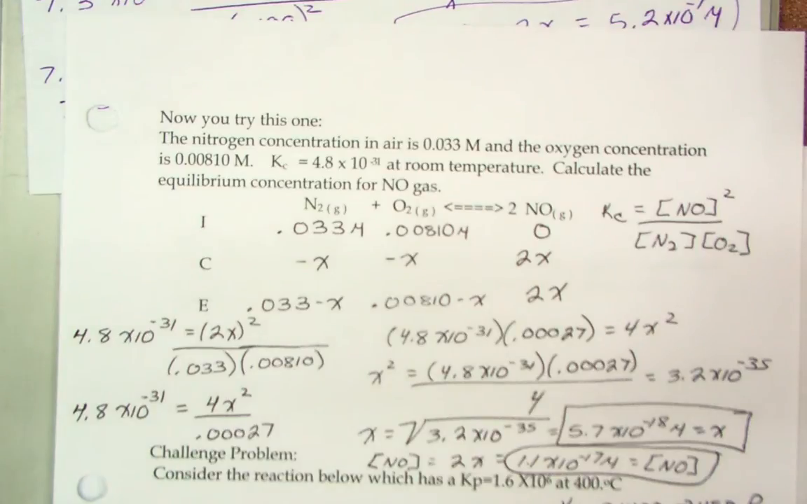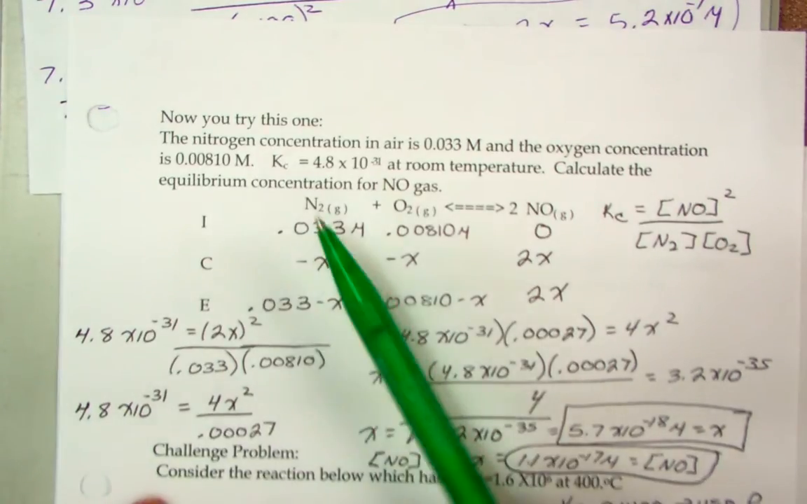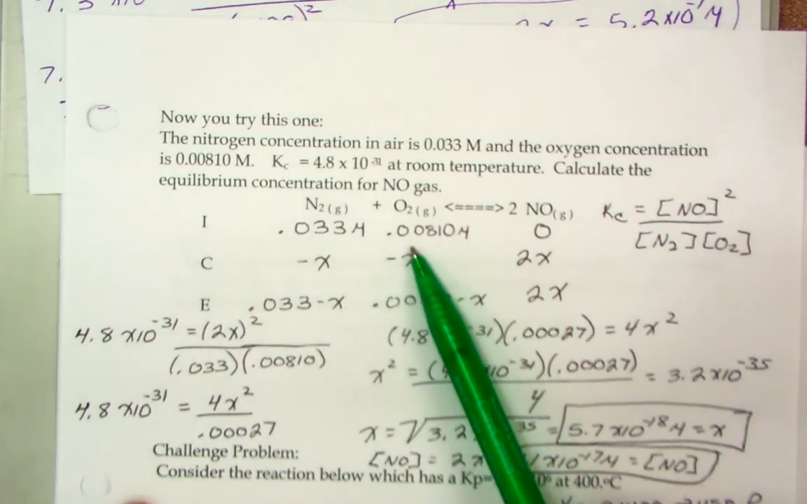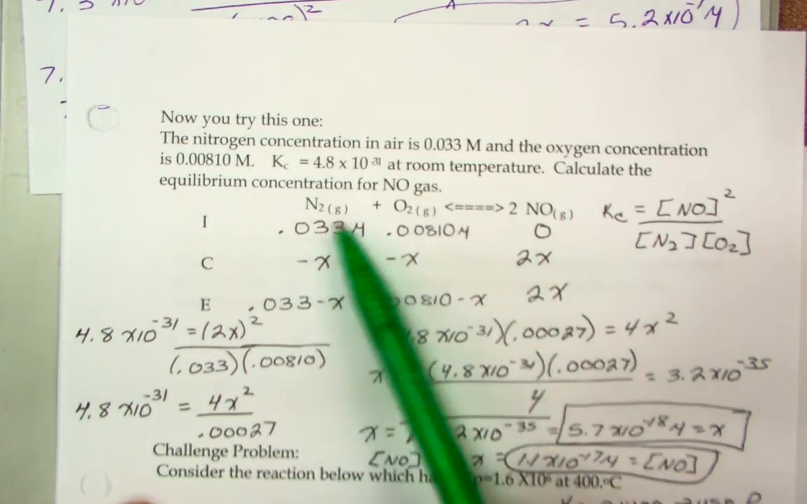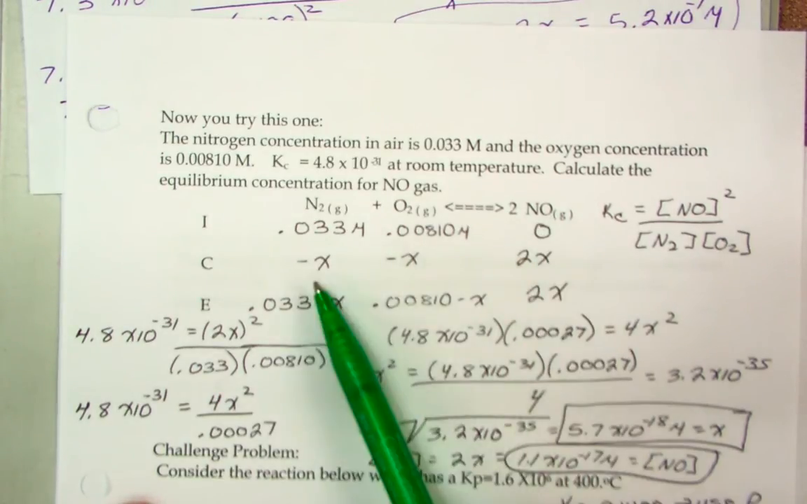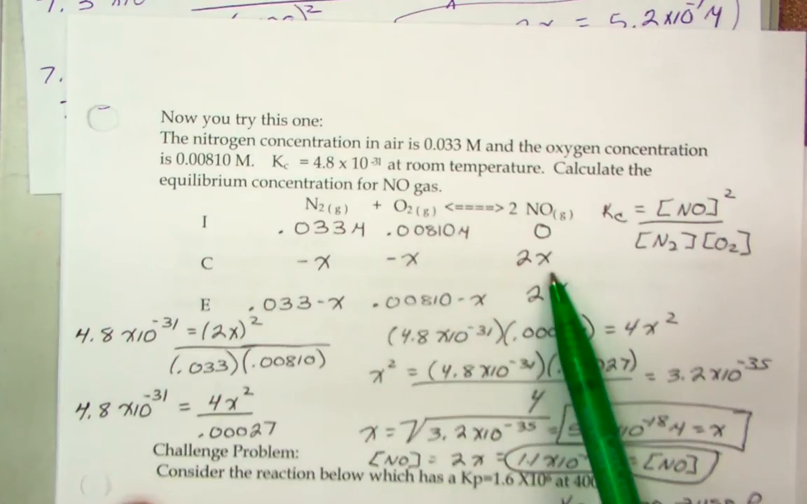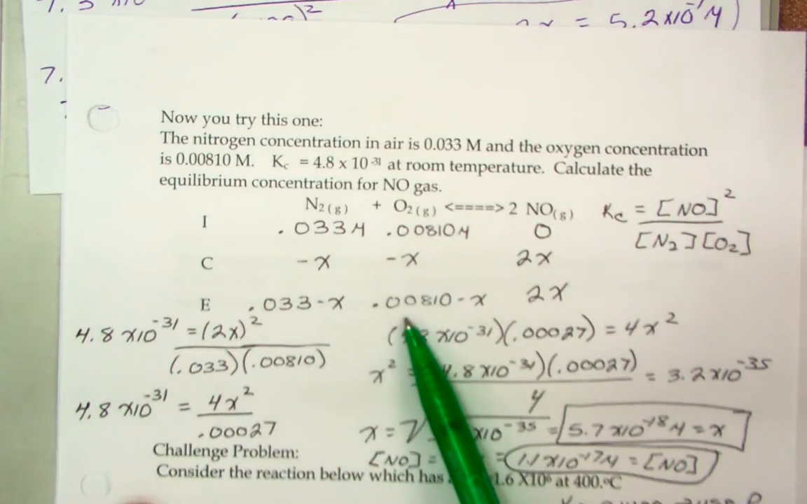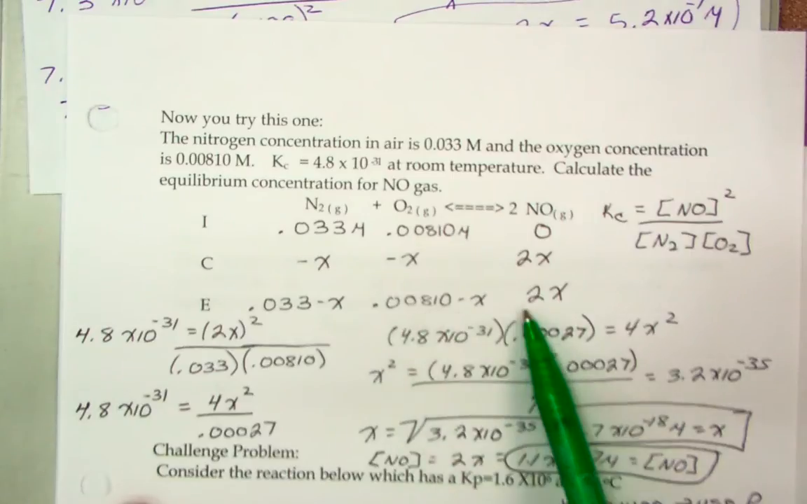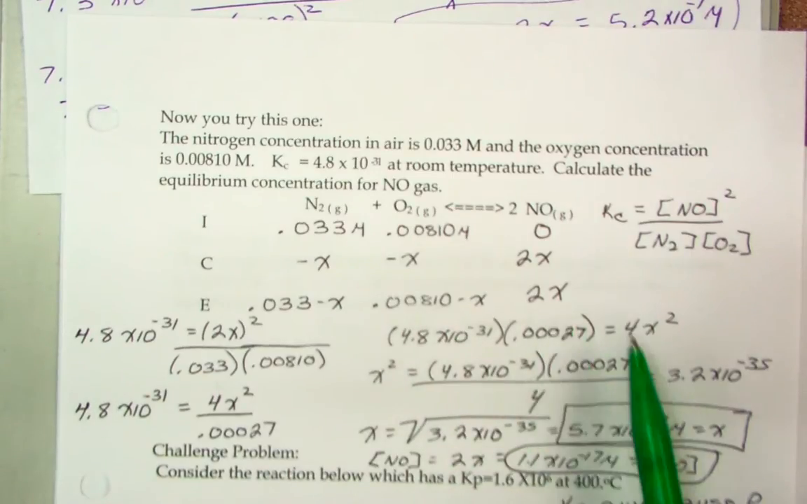Okay, if we take a look at this one, it seems like everyone did get to the same correct answer. We know our starting concentrations of nitrogen and oxygen. We have no NO gas to start. 1 to 1 to 2 stoichiometry, so negative x, negative x, and 2x. Then 0.033 minus x, 0.00810 minus x, and 2x at equilibrium.